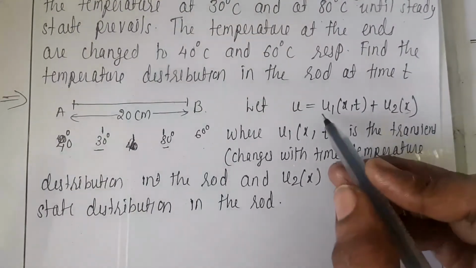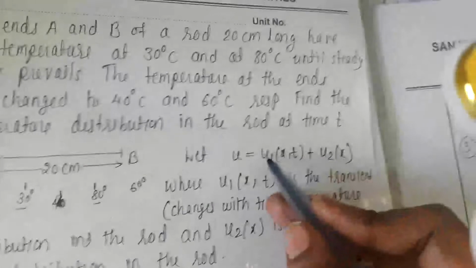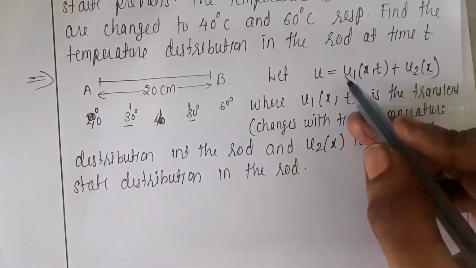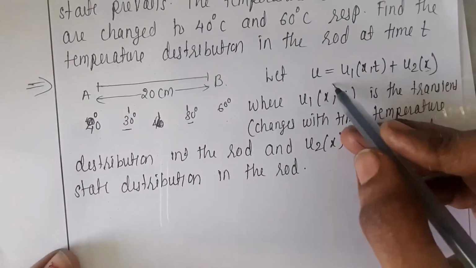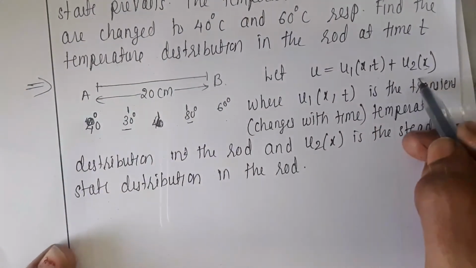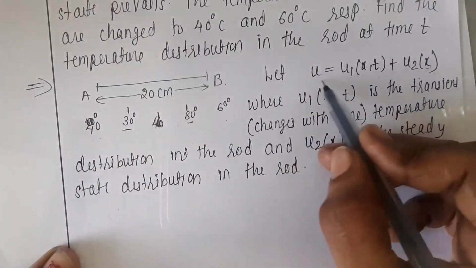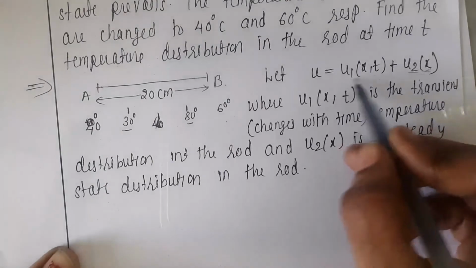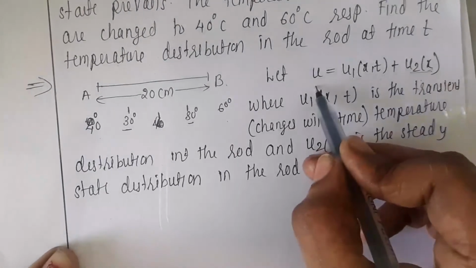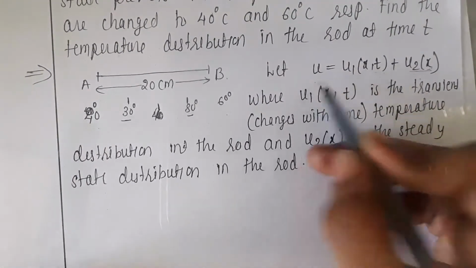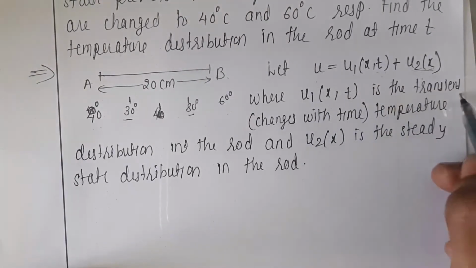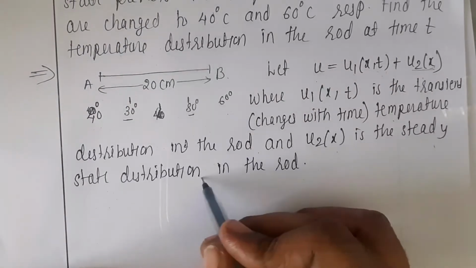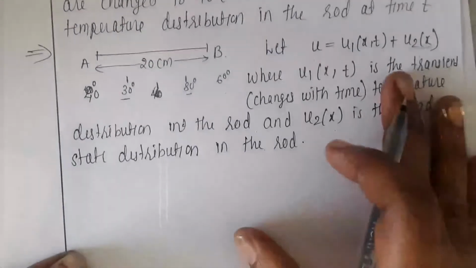So we have to combine both the cases, the temperature that changes and the one that does not change. So here we have combined both the cases. u can be written as u1 of x, t plus u2 of x. This becomes the complete temperature. Steady state temperature plus transient state temperature gives us complete temperature u. So u1 is the transient temperature distribution in the rod and u2 of x is the steady state temperature distribution in the rod.